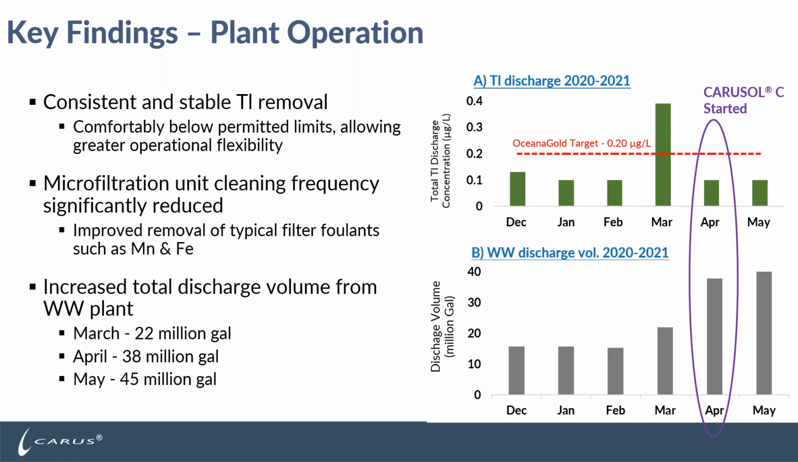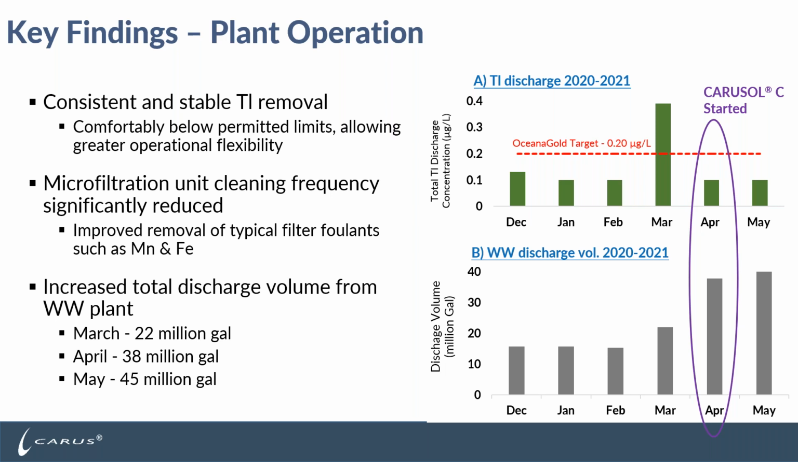Some of the key operational benefits that the plant has observed since implementing permanganate treatment include increased thallium removal to less than the goal of 0.2 micrograms per litre, and that's despite influent thallium concentrations actually increasing. This has allowed greater operational flexibility whilst also maintaining comfortably below their permitted levels.